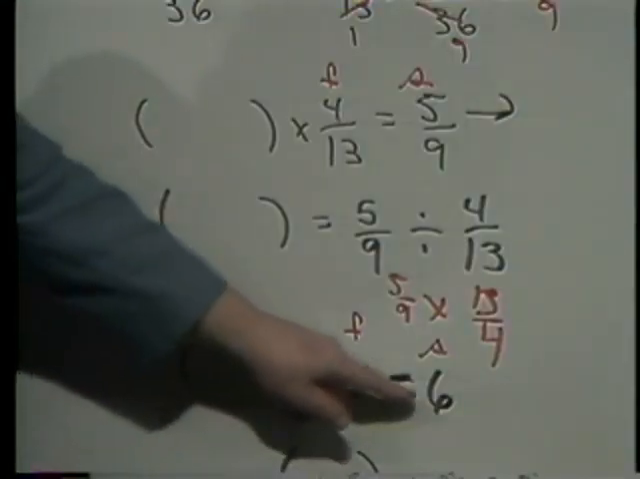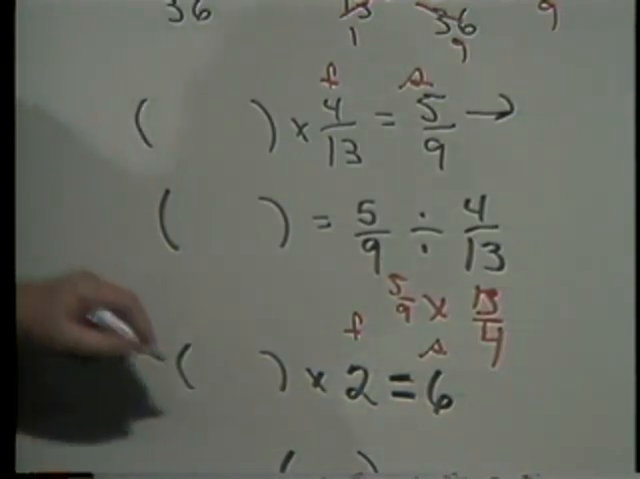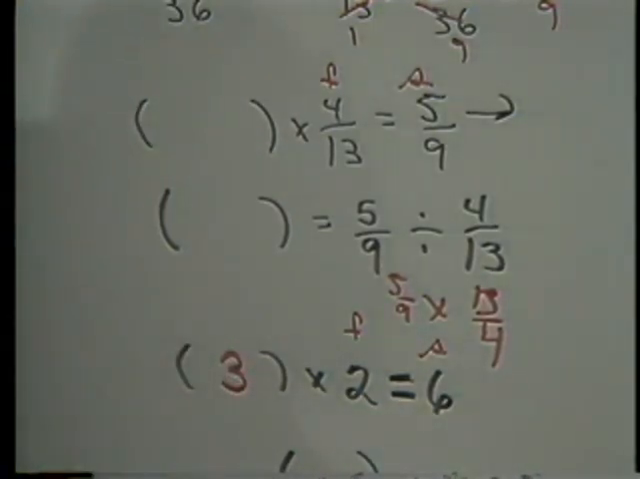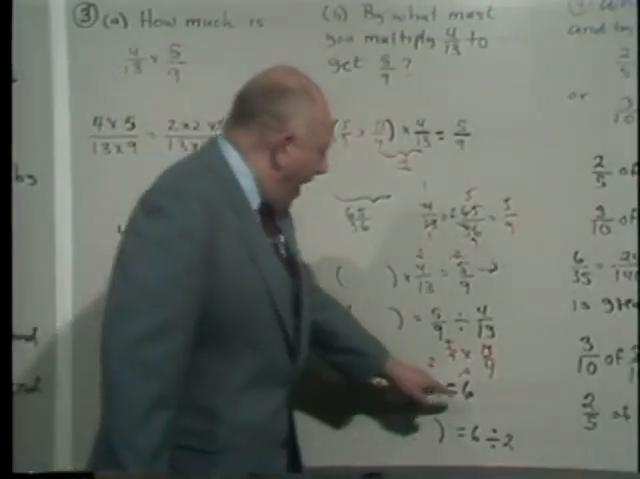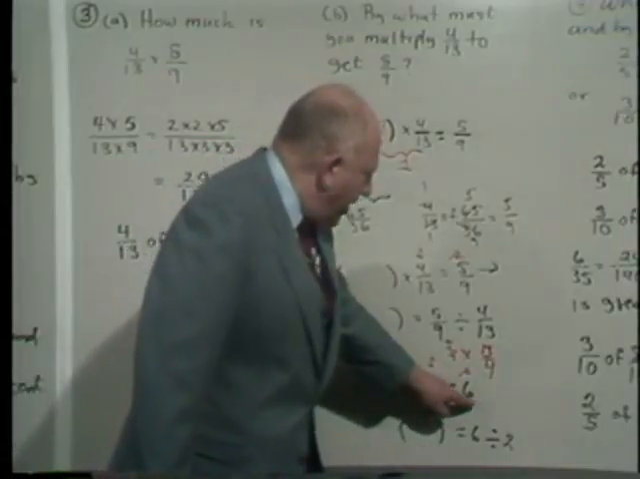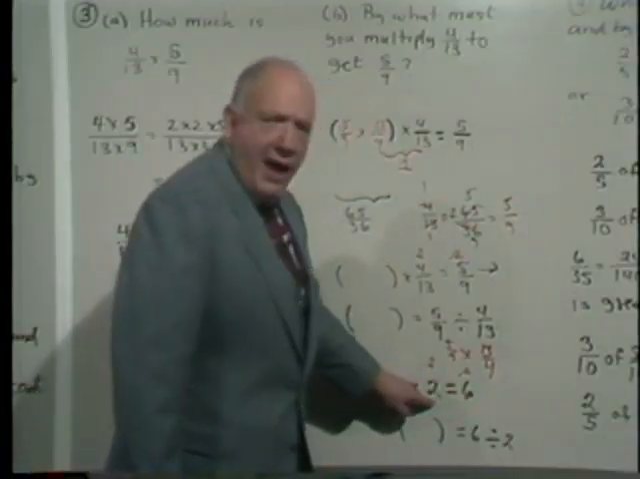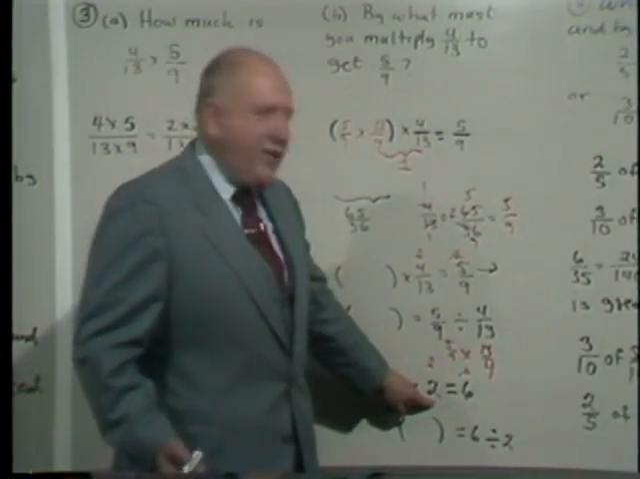Now, in this problem, what's the right answer? Parentheses times 2 equals 6. We know the answer is 3. How did you get the right answer? Did you divide 2 by 6, or did you divide 6 by 2? You divided 6 by 2. That's easy. Now go back and see what 6 divided by 2 says. 6 divided by 2 is the second divided by the first. Therefore, the same structure is going to hold in the fraction case.